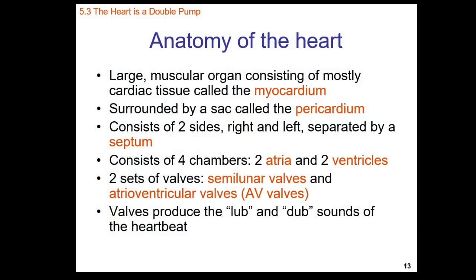So the heart is a large muscular organ consisting mostly of tissue that we call the myocardium. It's surrounded by a sac that's called the pericardium. It consists of two sides, a right and a left, that are separated by a septum, and then it's also split into four chambers. So you've got the two atria on the top and then the two ventricles on the bottom. There are two sets of valves. There are the atrioventricular valves, the ones that will separate the atria and the ventricles, and then also the semilunar valves, which are what control the flow of blood out into the body.